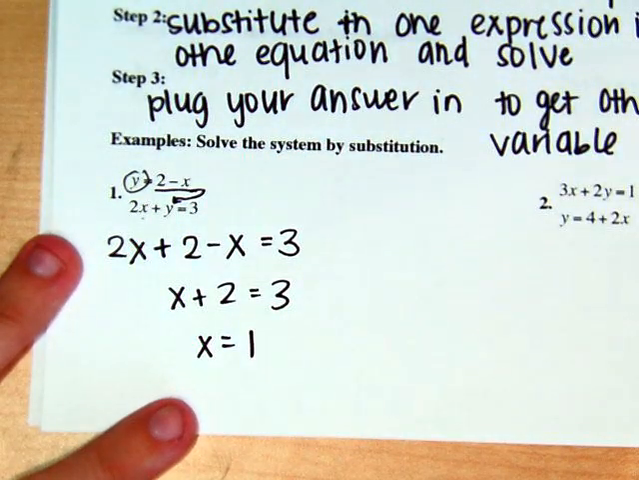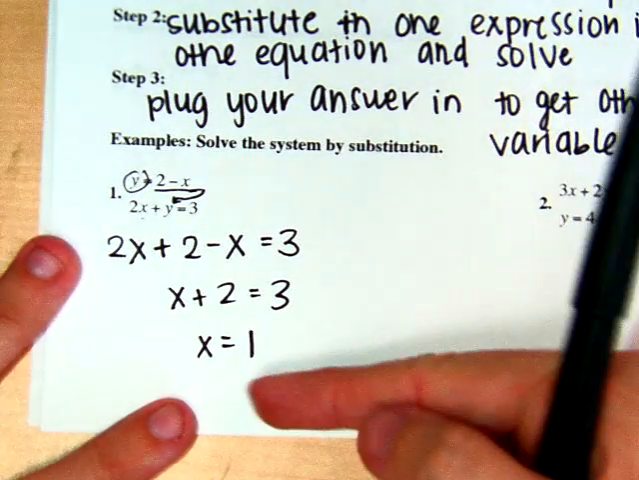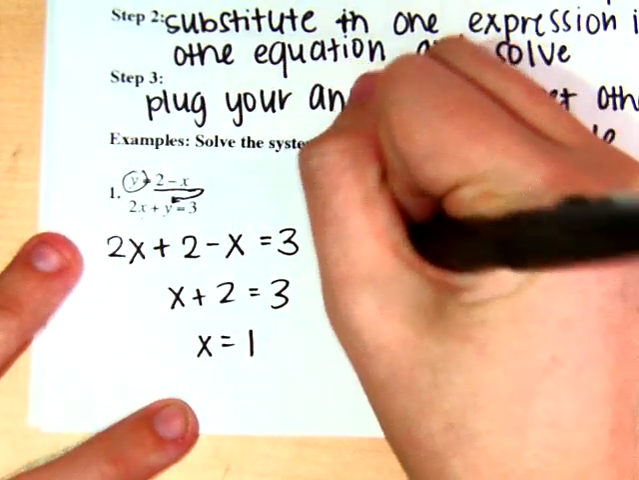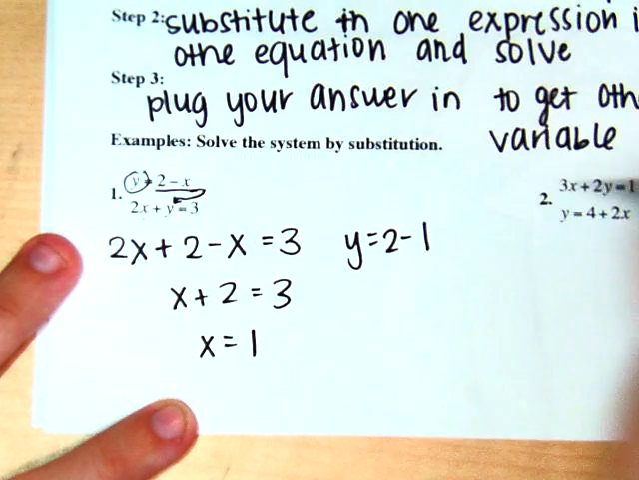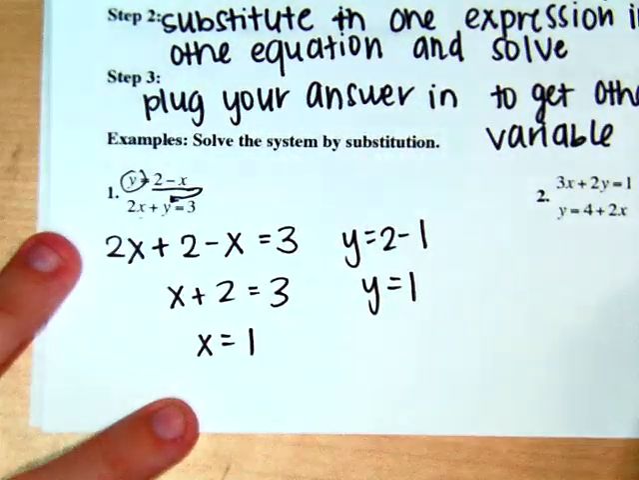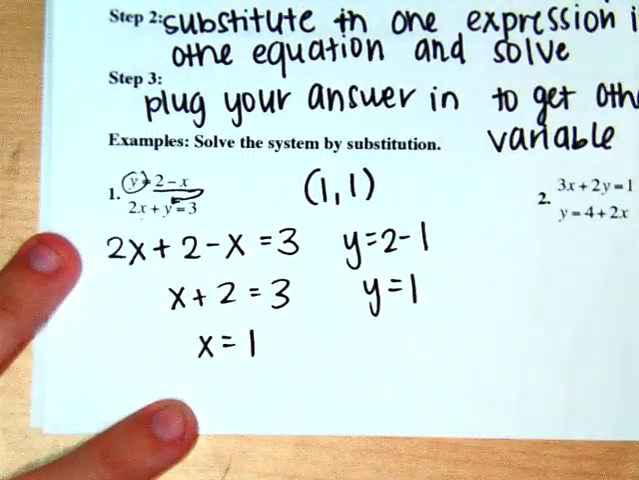There's step 1, step 2, step 3. You're going to plug your answer into one of these. So I'm going to plug it into y equals 2 minus 1, and I get y equals 1. So my solution is 1, 1. I'm always looking for a point here.